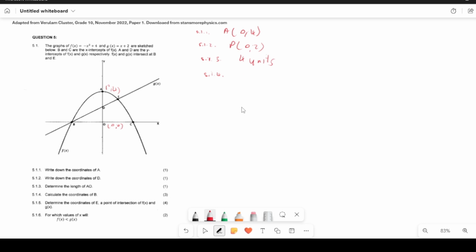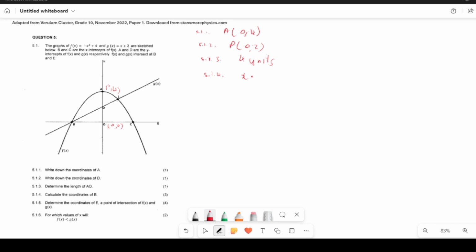5.1.4. Calculate the coordinates of B. So the coordinates of B, we can calculate in one of two ways. We can equate both the functions and solve, or we can just find the x-intercepts of the f of x function, which is a parabolic function, and take the x-coordinate that's negative, remember, because it's lying on the negative x-axis. So let's structure this out properly.